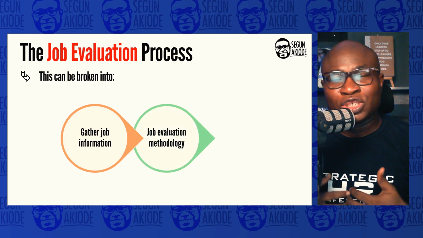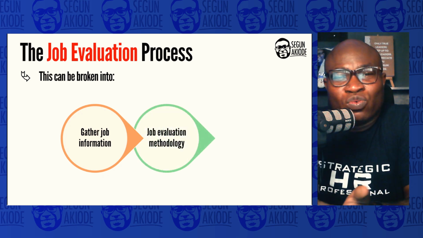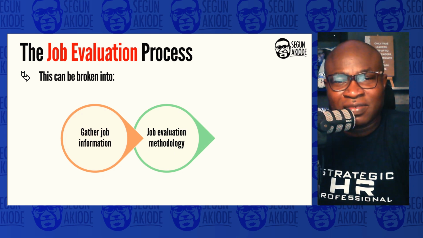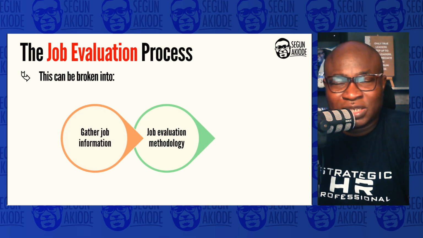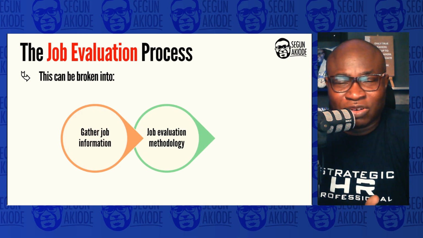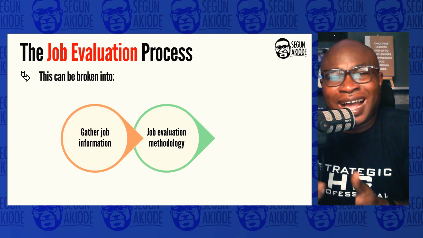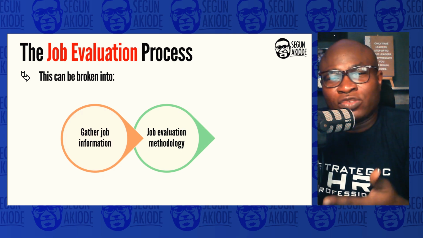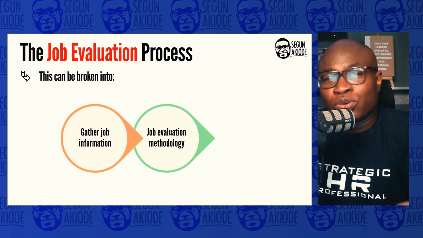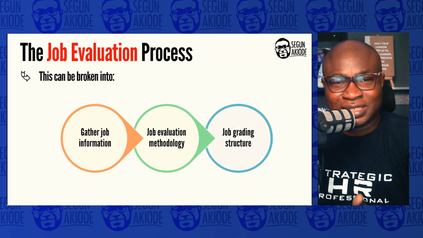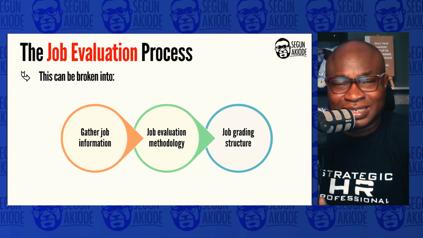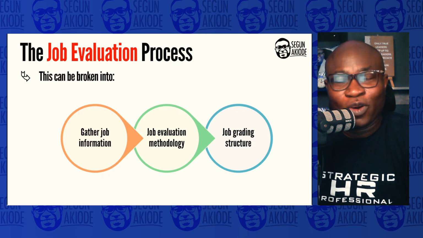Then you need to go to the point of deciding the evaluation methodology, the job evaluation methodology. Now, the job evaluation methodology differs. We have an analytical method of job evaluation and a non-analytical method of job evaluation. This we're going to be considering at a later episode. But the whole idea of today's episode is to break down the process to you. Then you go to the point of doing the job grading structure itself, arriving at the final destination, the hierarchical order of jobs.